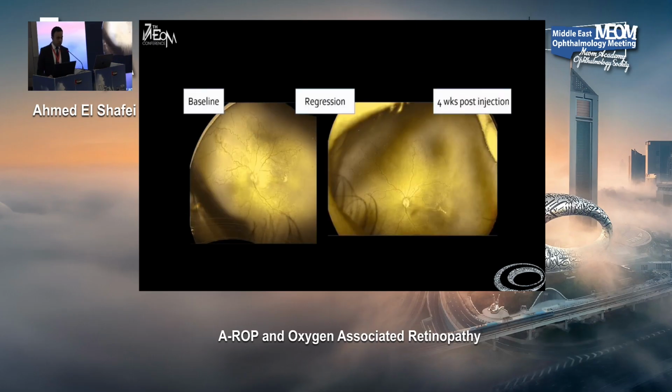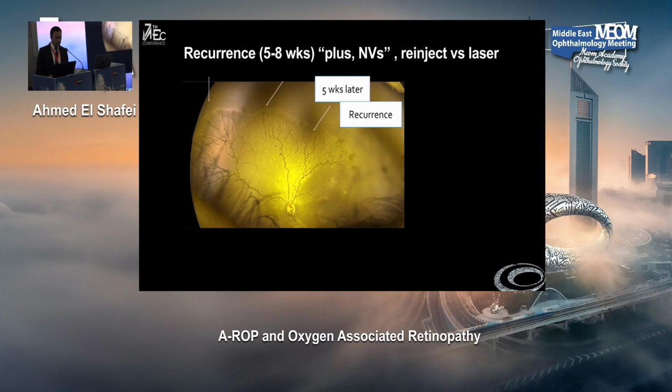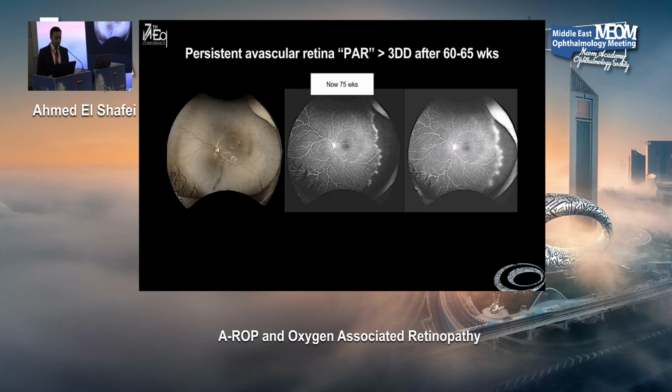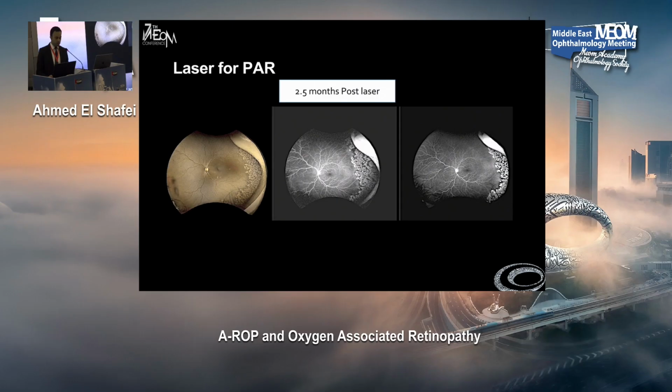This is another example. Here's the baseline. Then 4 weeks post-injection, regression happened, but unfortunately, 5 weeks later, recurrence appeared again with a large avascular retina, so re-injection was done. As you can see here, there is a peripheral avascular retina with recurrence again, so it was lasered later on.